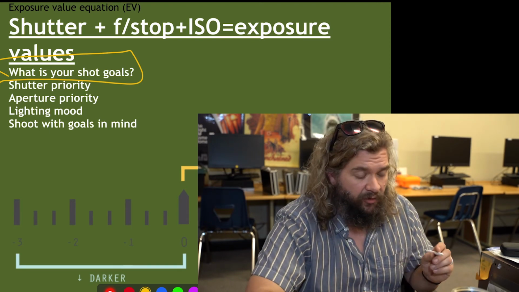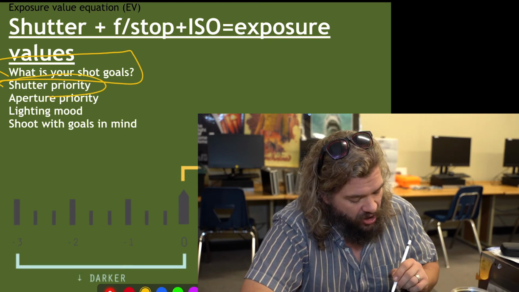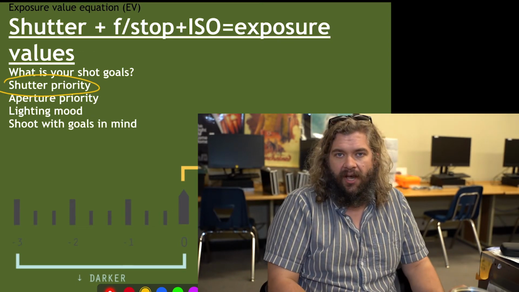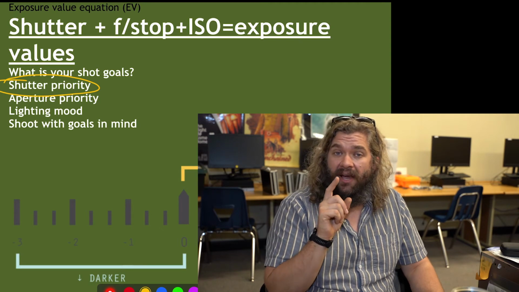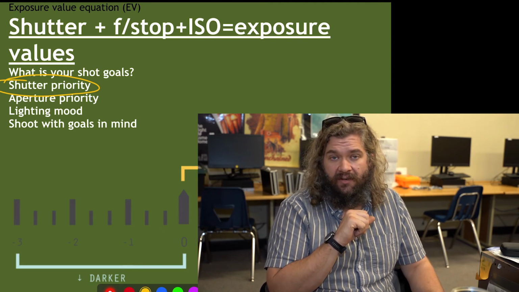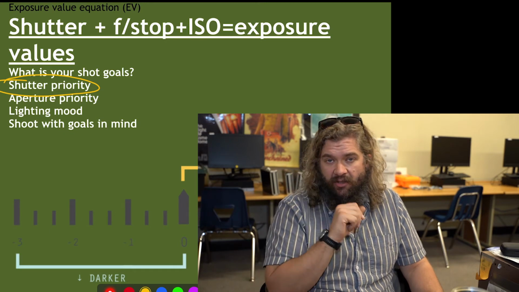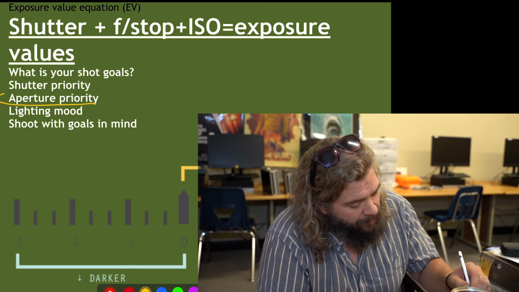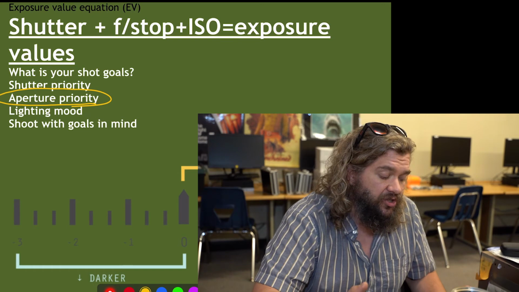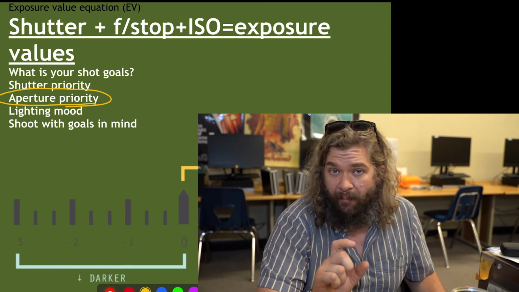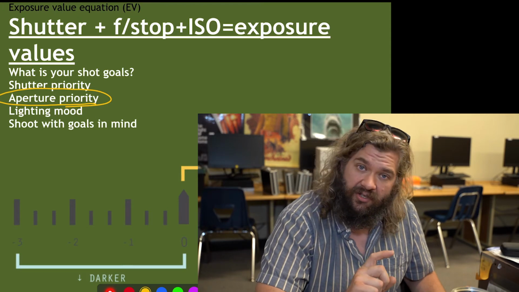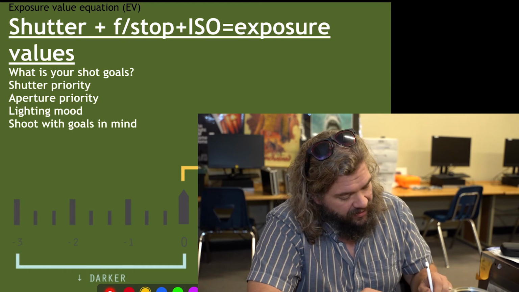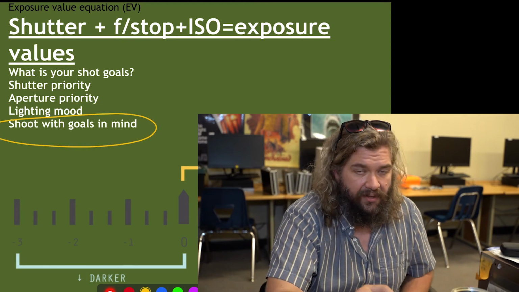If speed is the most important thing to me, then I will do shutter priority. What that means is I set my exposure speed first, and then I set my f-stop and ISO to get a correct exposure. It's called shutter priority. Maybe your depth of field and aperture is the most important thing to you. So you're gonna have aperture priority. You're gonna set your aperture first, and then set your shutter speed or ISO to get the correct exposure, all right? Always keep your shooting goals in mind. Set it first and go from there.